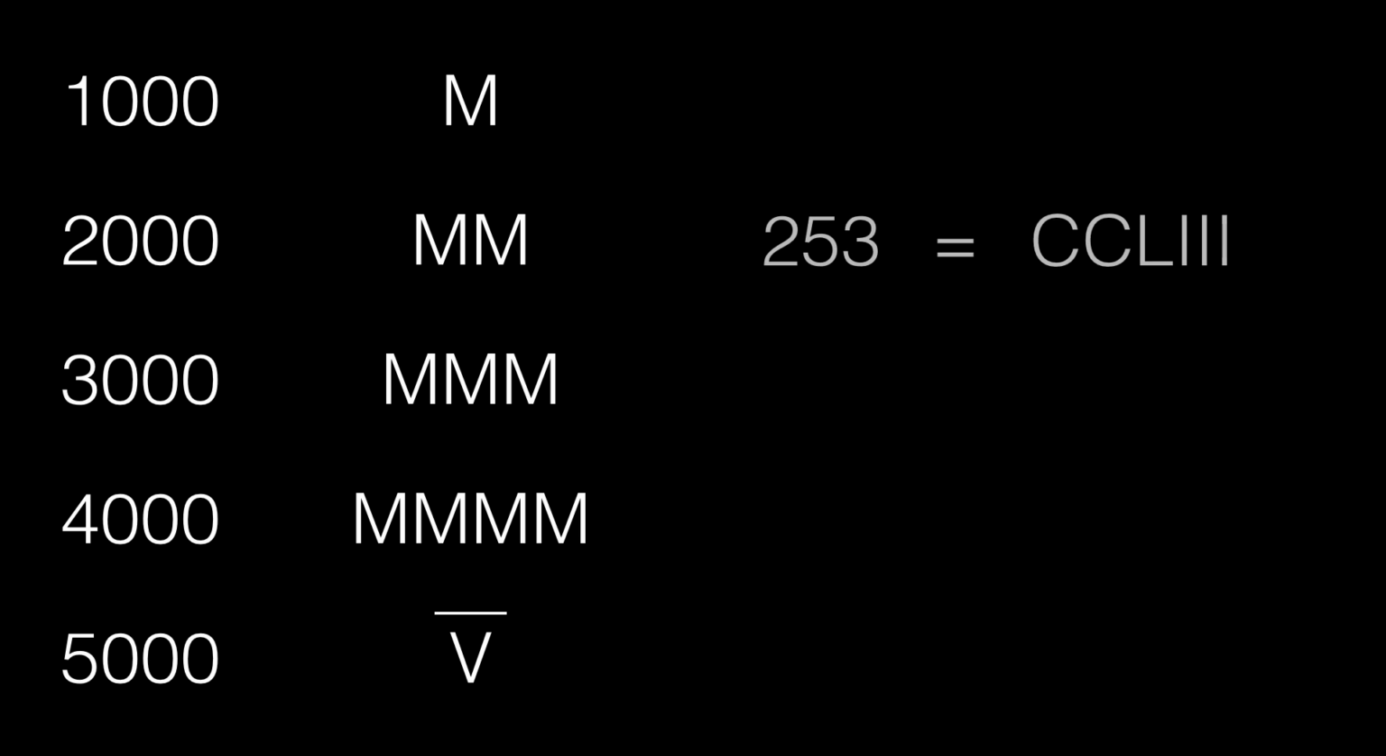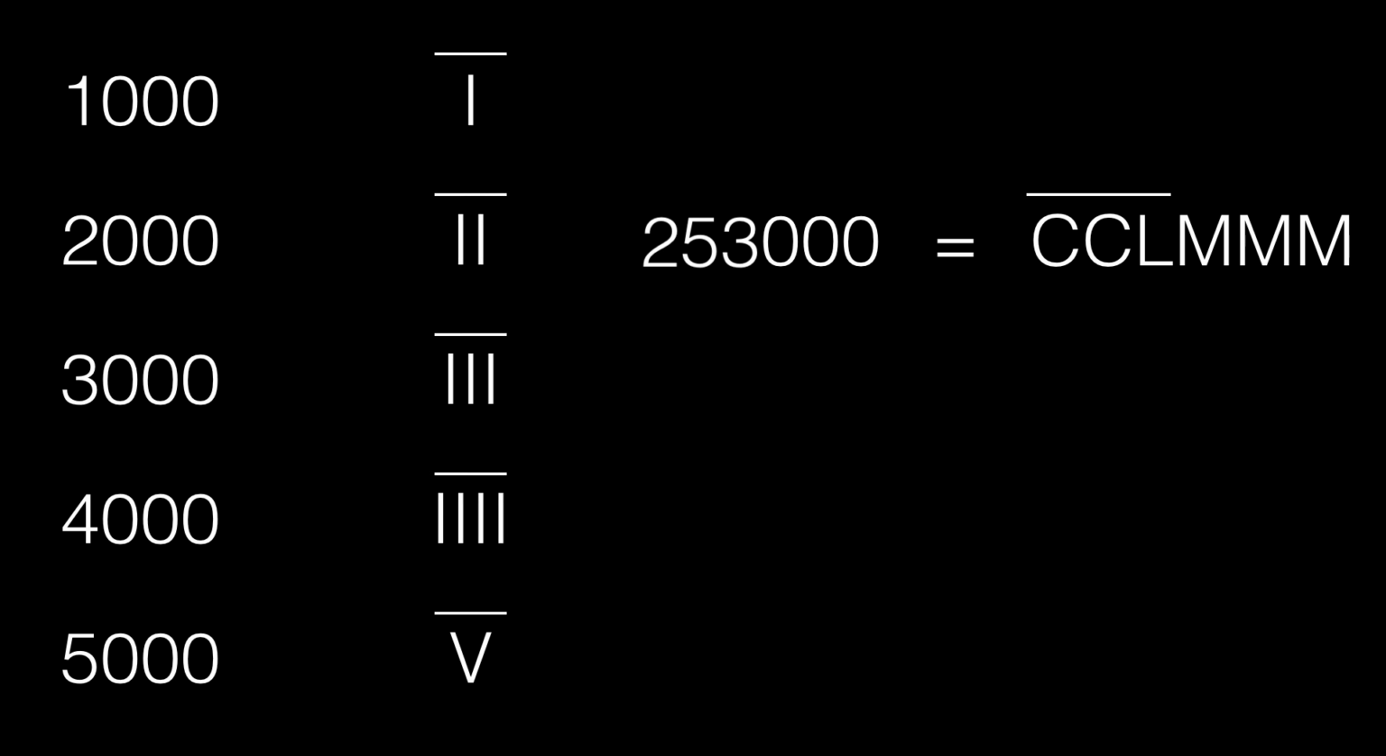Take for instance the number 253, which can be written as CCLIII. Now 253,000 can be written as CCLIII with a macron over it. Of course, you can also write it as CCL with a macron over it, followed by MMM, which is practically the same thing. Every M can be written as an I with a macron over it. Of course, subtractive rules still apply, so 4000 can be written as IV with a macron over it.